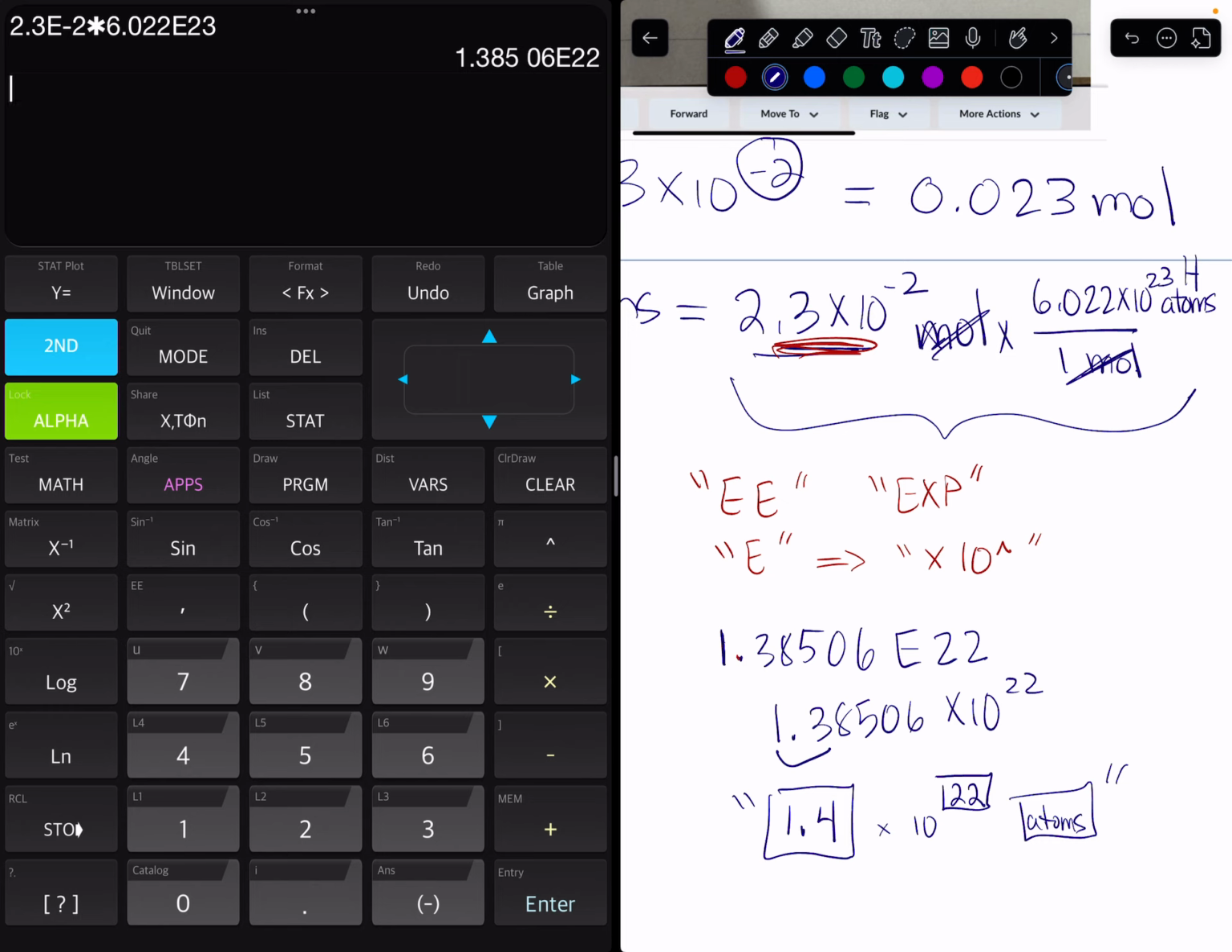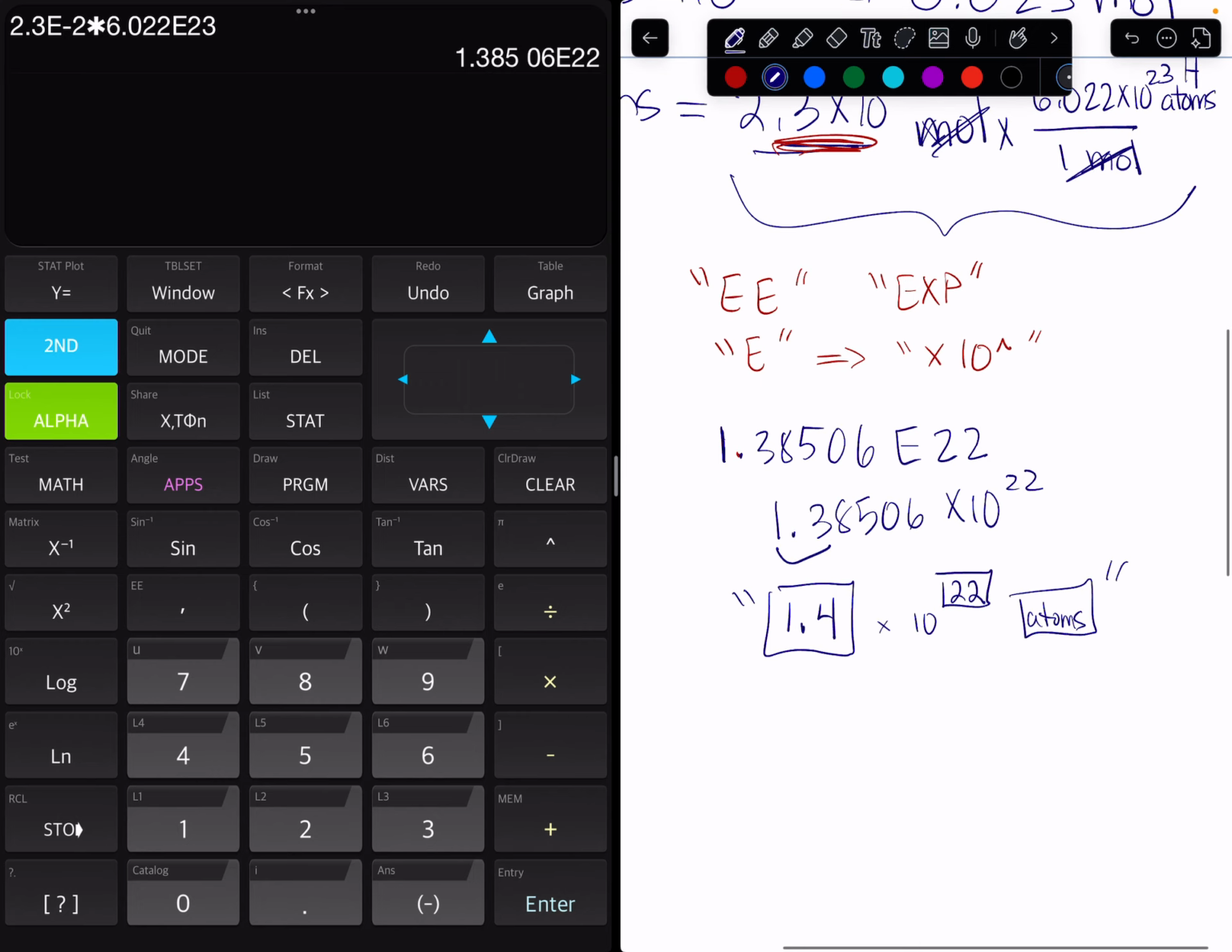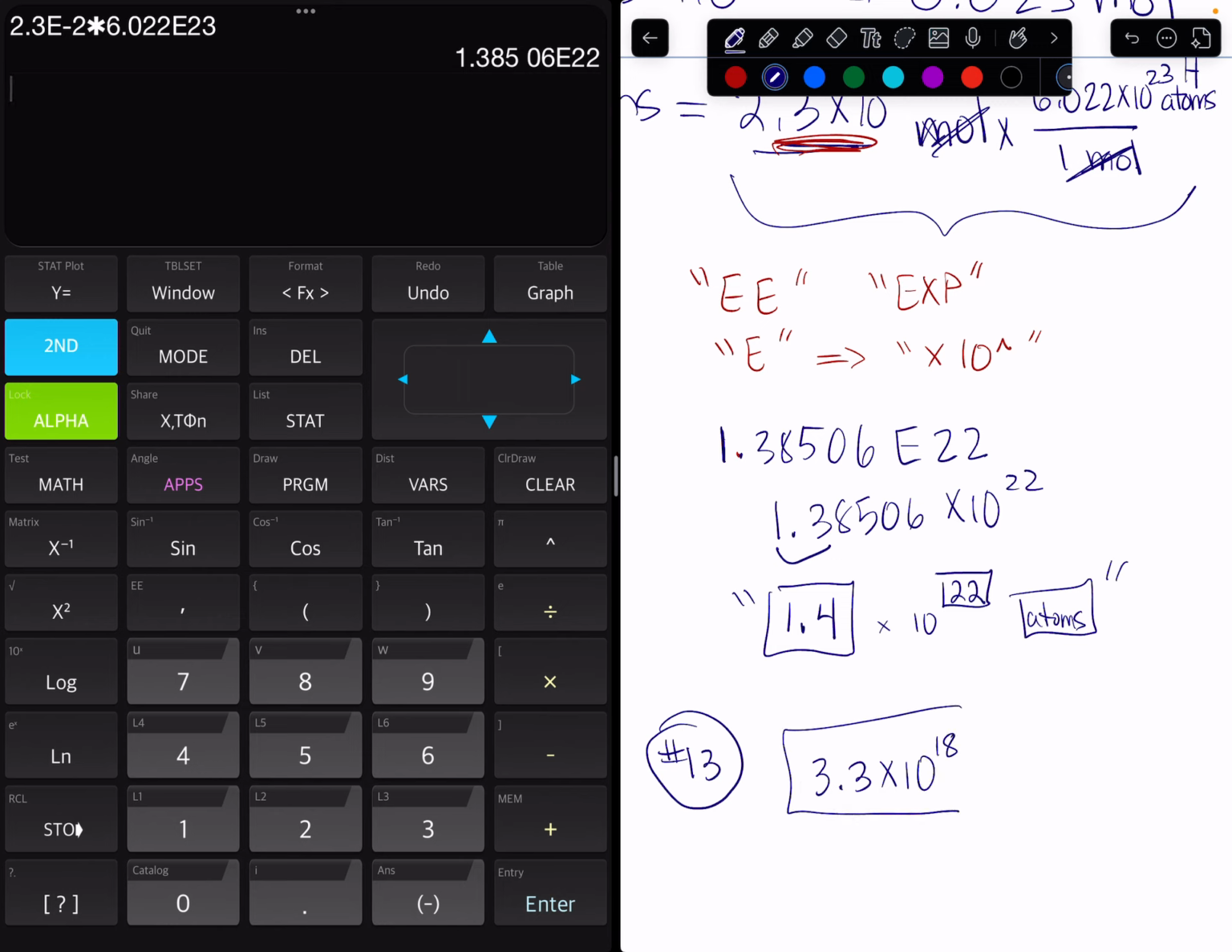Now, as you do number 13, again, you're going to want to flip that 6.022 times 10 to the 23rd. And by the way, let me double check. This is the correct answer for your number 12. On number 13, you're going to flip that 6.022 times 10 to the 23rd conversion factor. Try typing it into your calculator all in one step, and you should get, let me give you the correct answer, 3.3 times 10 to the 18. So once you finish that up, double check that you're getting that answer.